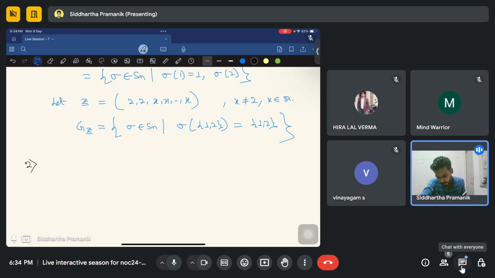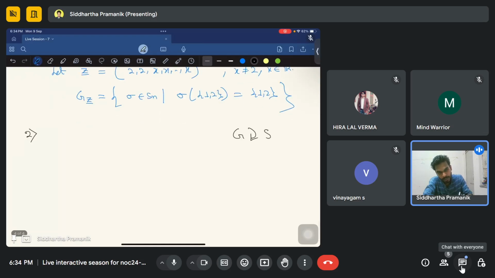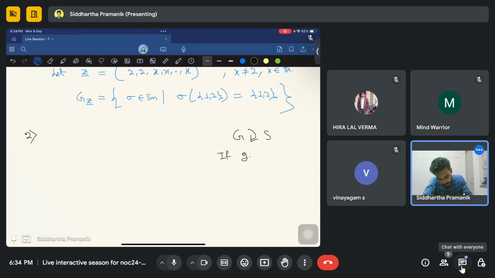So we have heard about faithful actions, right? Let's say G is a group acting on a set S. When it is faithful, if g dot s is s for all s belongs to S, and that implies g is equal to the identity, then we say it is a faithful action, right?